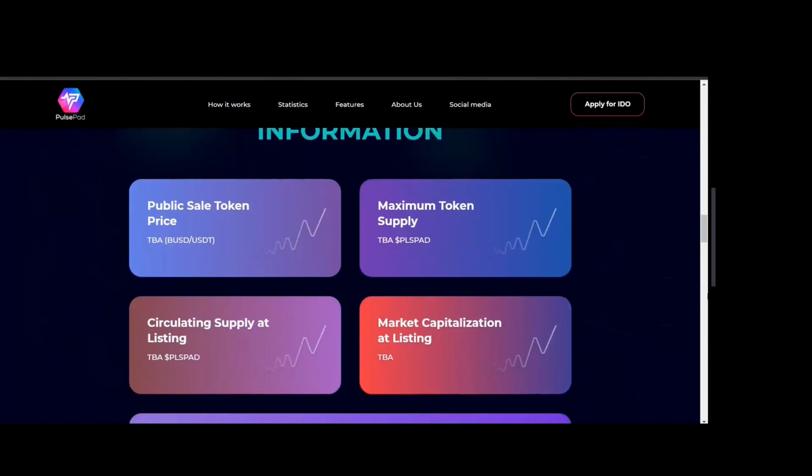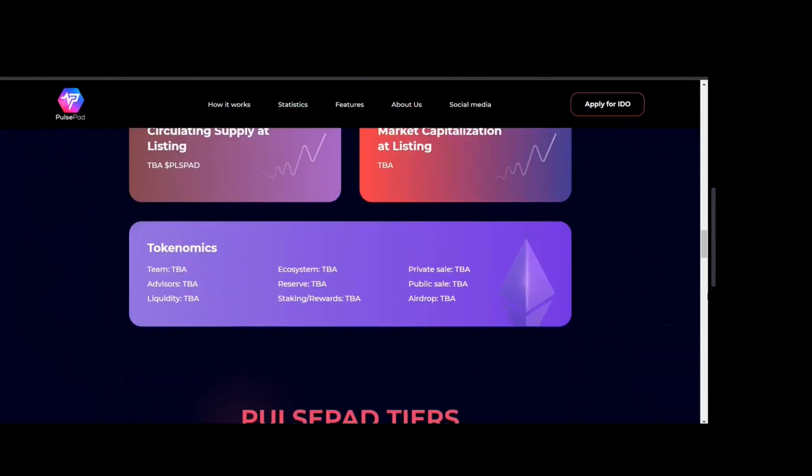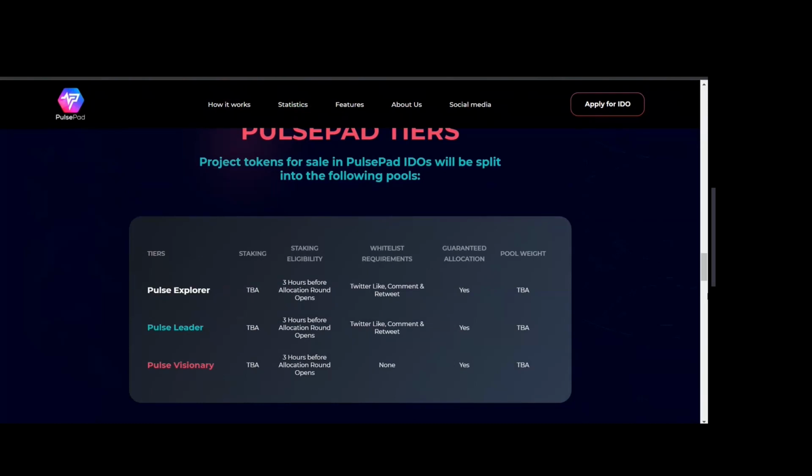So when will be the sale? They didn't announce it yet. Also, we don't know how much the maximum supply will be. Also, we don't know about the circulating supply, and we don't know about the market capitalization. So there's still a lot of question marks about this project. I'm waiting for new information. Once I get the information, I'll put it on my Twitter account. So if you guys don't follow me on Twitter, follow me, or on my Telegram, and I will make sure you get the information. So there will be tiers as well, 3 tiers, but we don't know how much pool weight it will be.